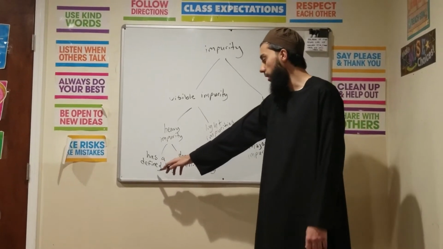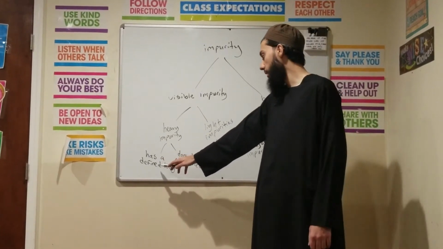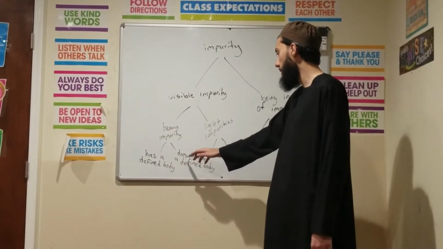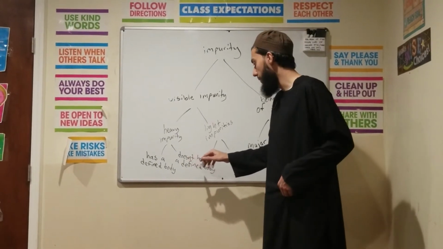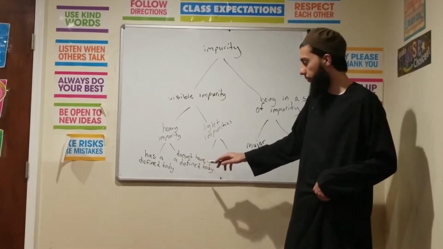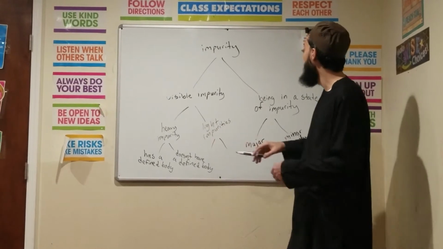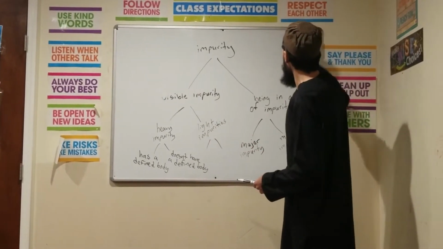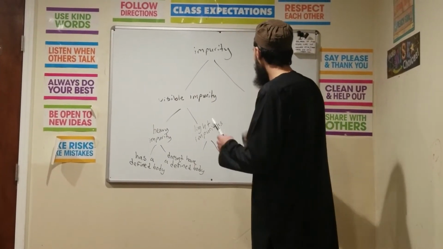One of them is mar'i. Mar'i means it has a defined body, like for example feces. The second one is ghayr mar'i, meaning it doesn't have a defined body, like for example urine. So light impurity is also of those two types. So that'll cover the najasat.